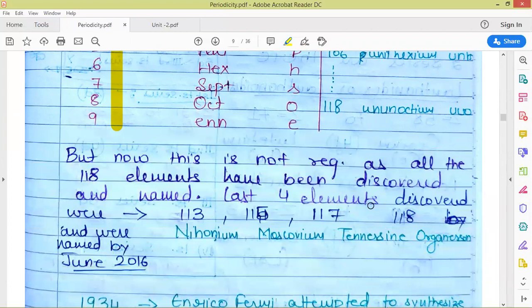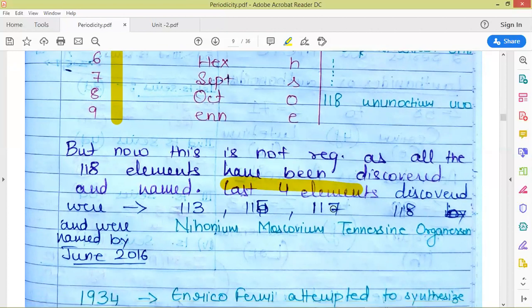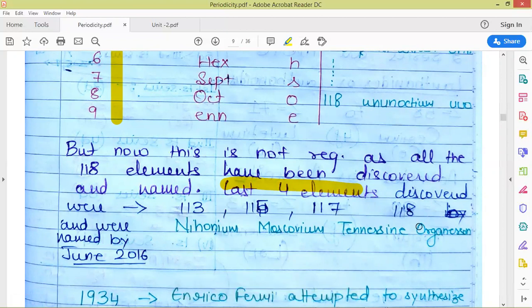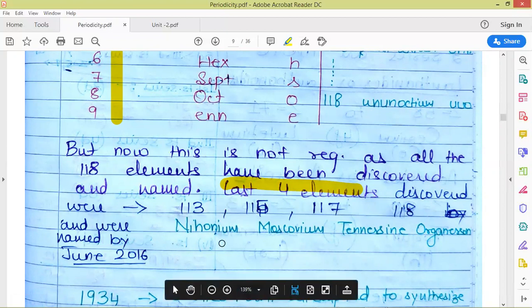That means the elements which were coming after 100. But at present this is not required, as all 118 elements have been discovered. And the last 4 elements, which were recently discovered and named in June 2016, have atomic numbers 113, 115, 117, and 118, and the names of these elements are nihonium, moscovium, tennessine, and oganesson.